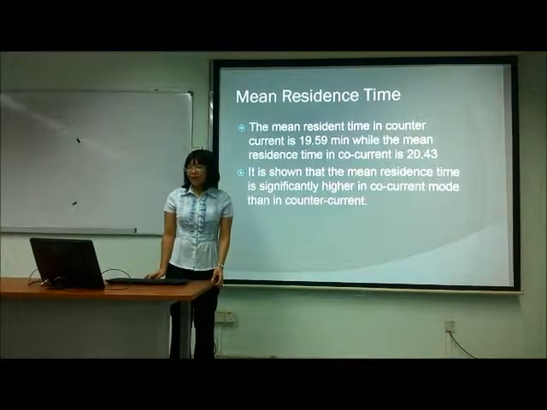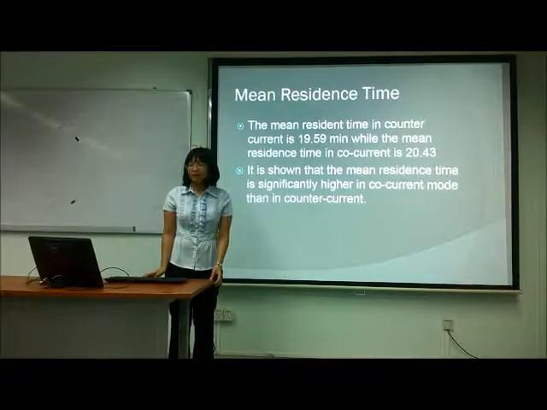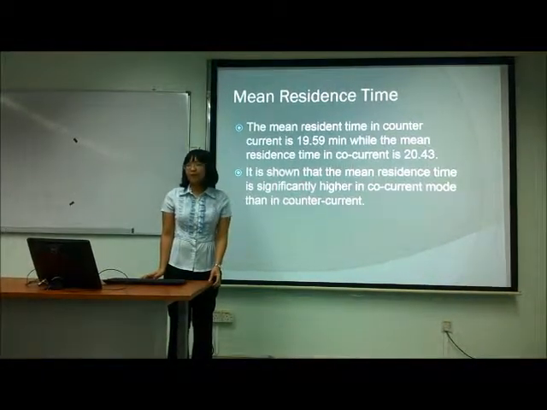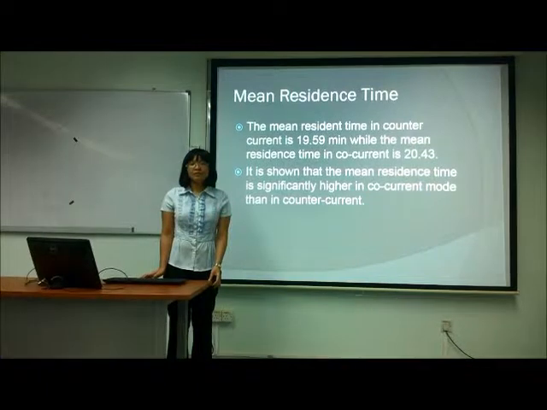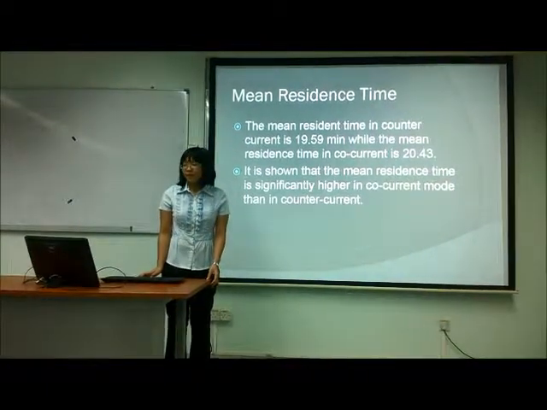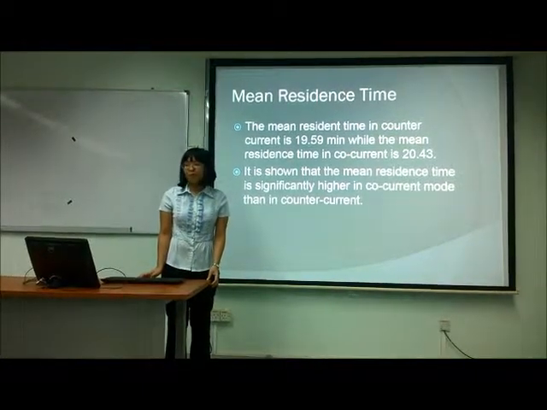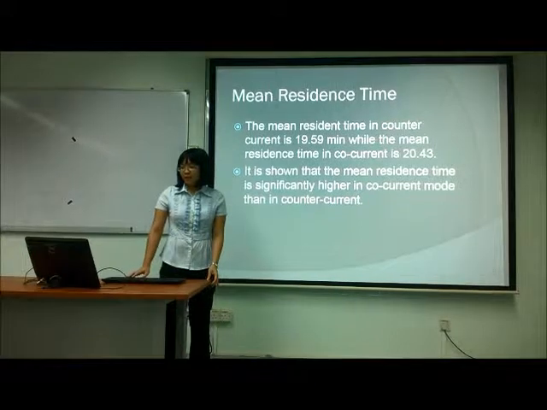In the mean residence time, we can see that once again the mean residence time in counter current flow is shorter than that in the co-current flow. The mean residence time of counter current flow obtained is 19.59 minutes, while in the co-current flow, the mean residence time obtained is 20.43 minutes.